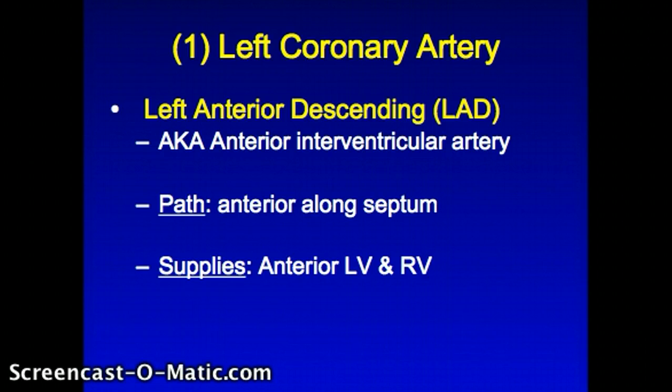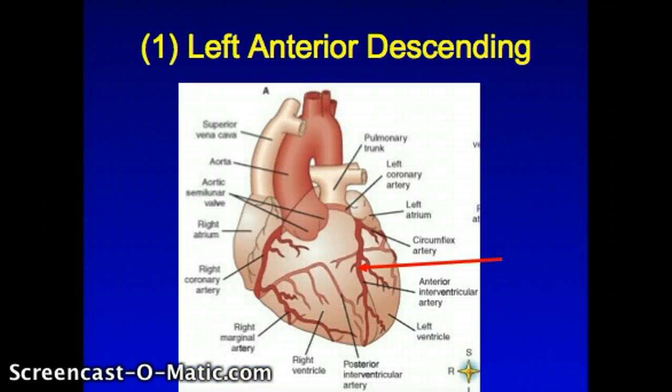So that means the blood flow, or the nutrients that come from it, are going to cover most of the front parts of the ventricles. There's a picture to show you where it is, so you can see this piece that runs right down the front.